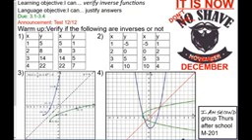We're verifying that these are inverses. How do you verify if it's an inverse? What should happen to the table? It should perfectly flip over.